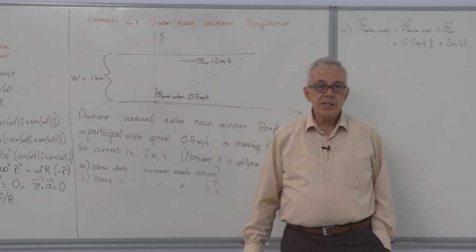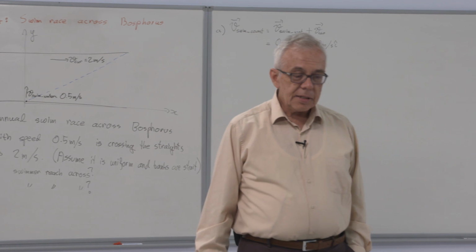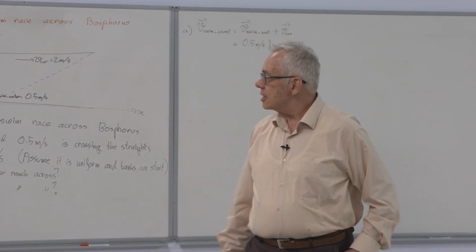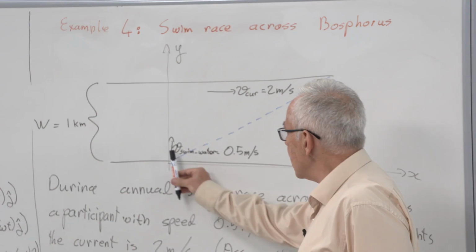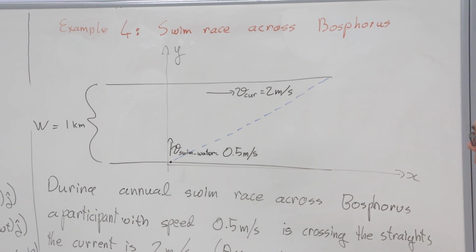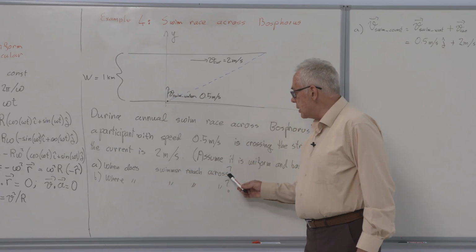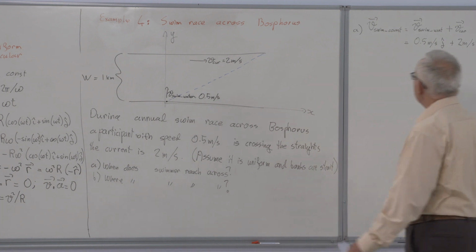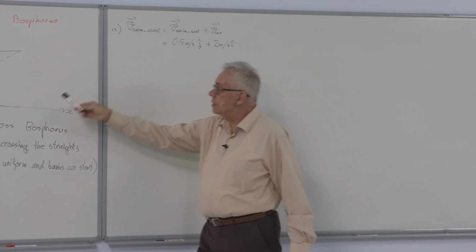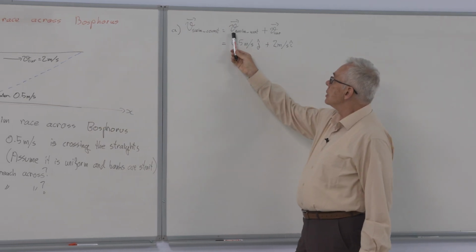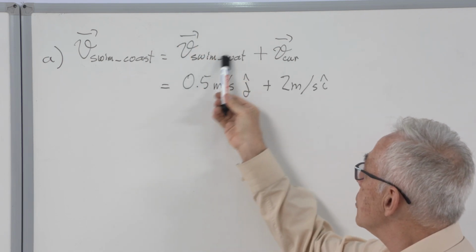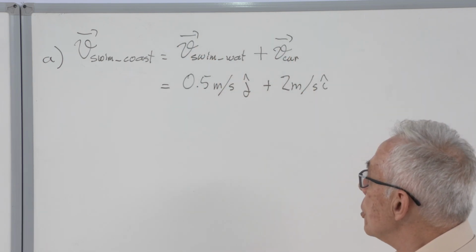And actually, these races start at Beykoz and in Kuruçeşme, and there is a sizable downstream drift during the race also. Okay, so our first question is, when does he reach across? For that, we want to find what is his relative speed with respect to the ground. And to do that, we add his speed with respect to water to the speed of the current.